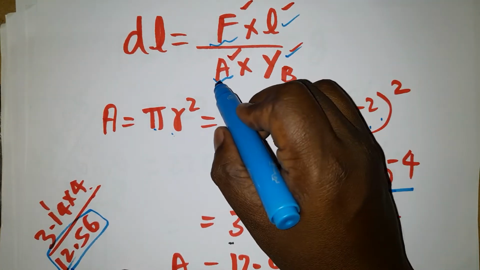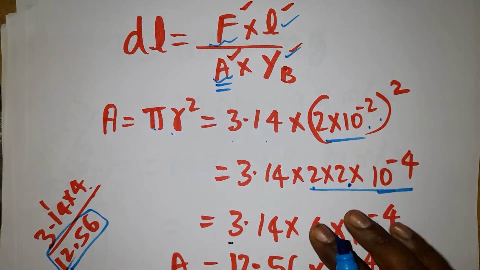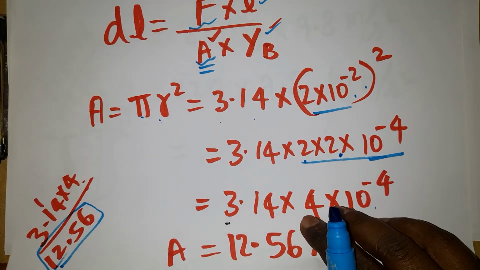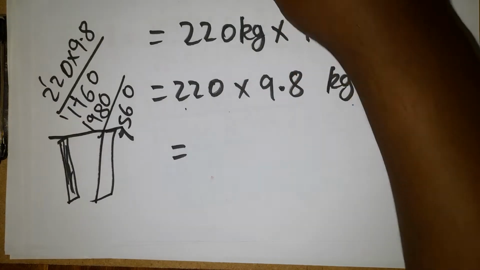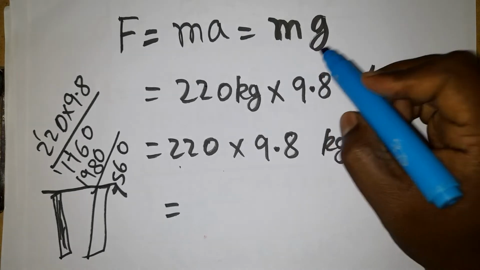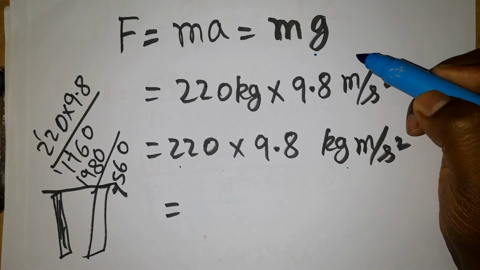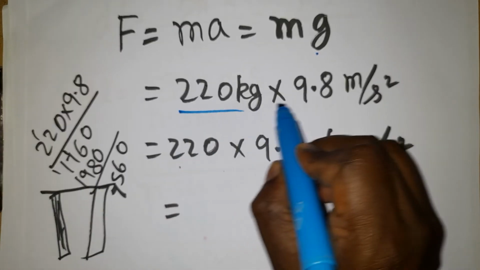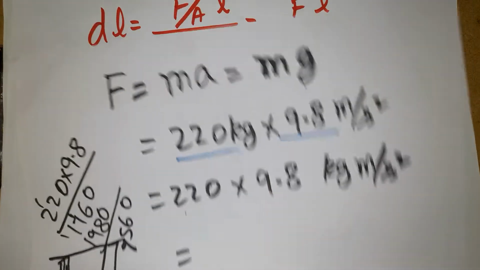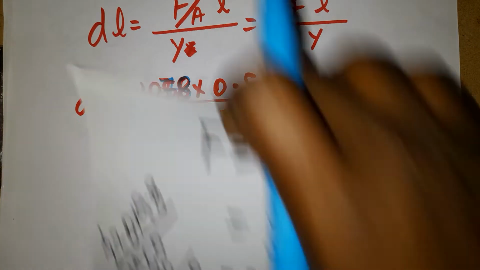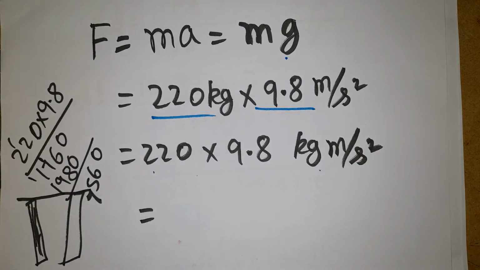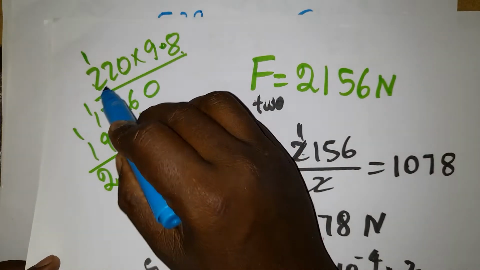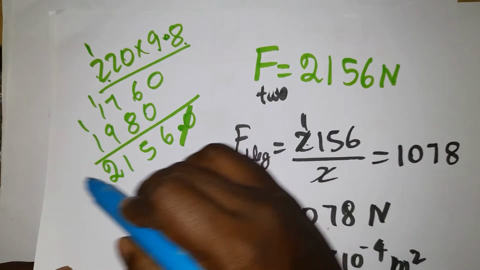We found the area of one leg only. For two legs you should multiply by 2, but I am going to calculate for one leg only. How much is the force? The resultant mass is 220, gravity is 9.8. If you want, you can take it as 10 also. Multiply both numbers slowly. So you get 220 into 9.8.